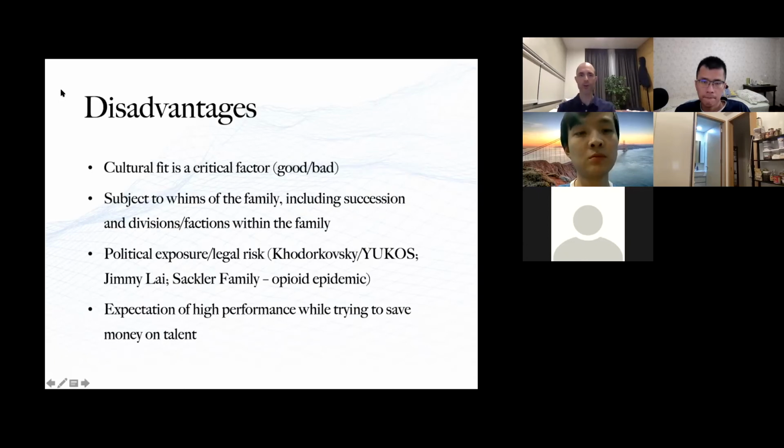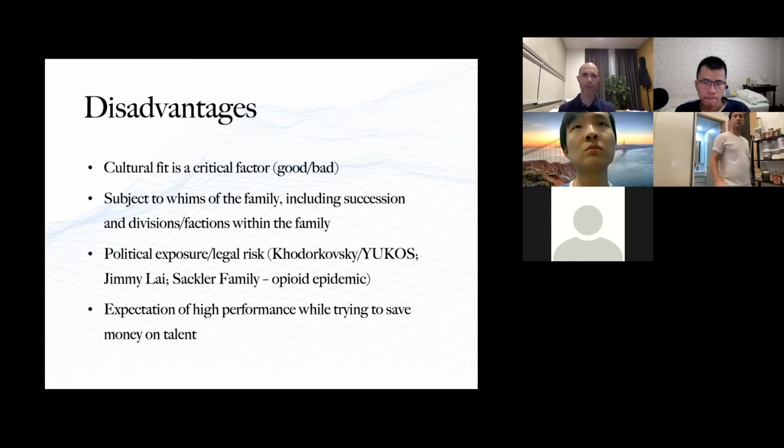Disadvantages. Cultural fit is a critical factor. I pointed out that African dictator earlier. You really want to understand what that family's culture is like, and you want to make sure you have a good fit there. If you don't, then it can be very bad.